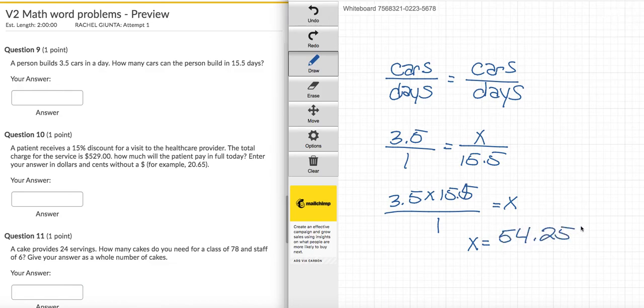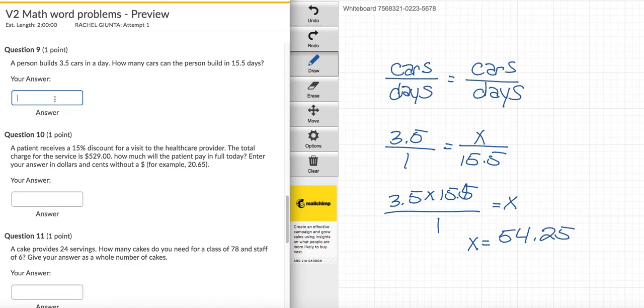And let's see what kind of rounding it wants. It does not mention rounding. If you get a question like this and it's fill in the blank and rounding isn't mentioned, then just give all the decimals that you got in your calculator. 54.25. And the same is true if it's multiple choice.